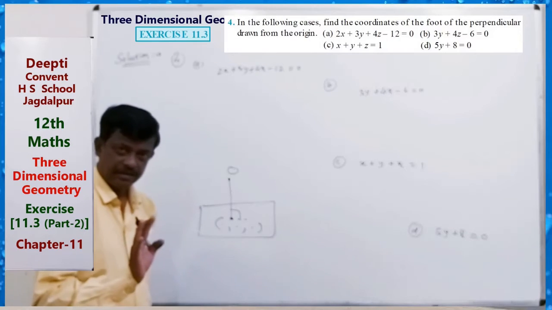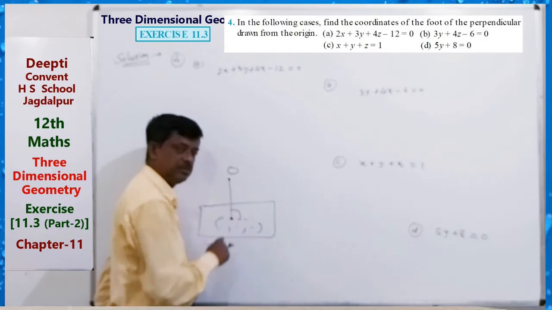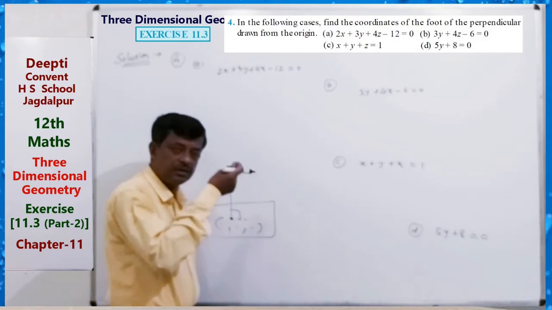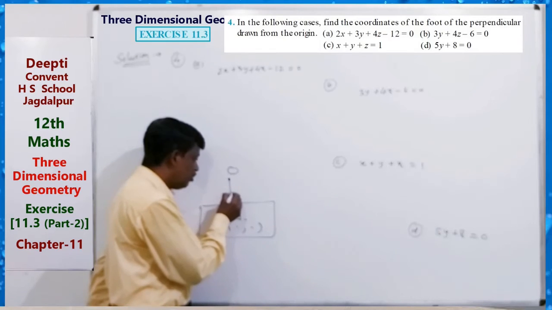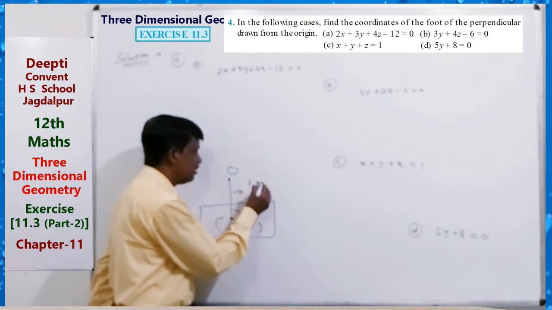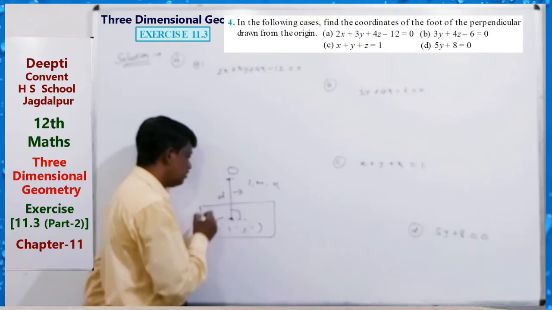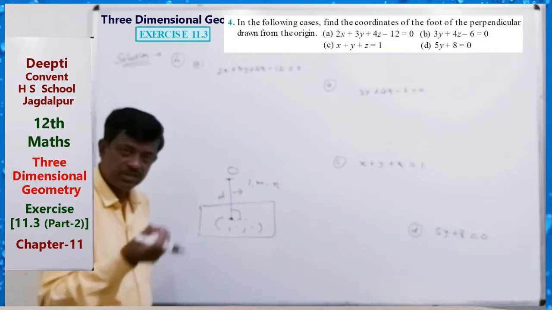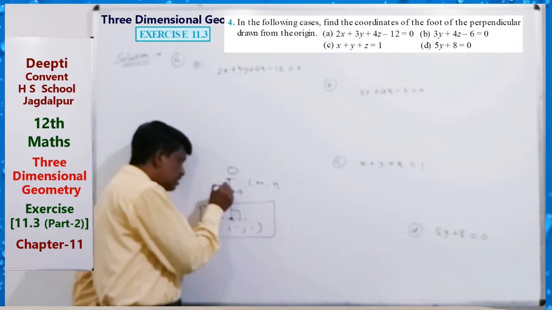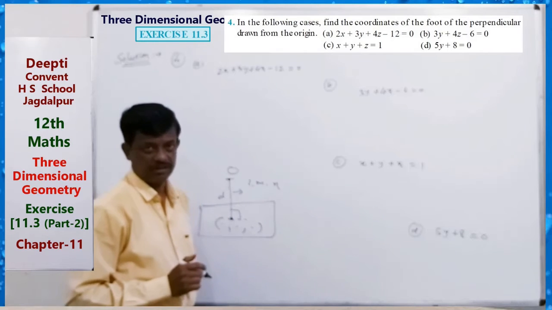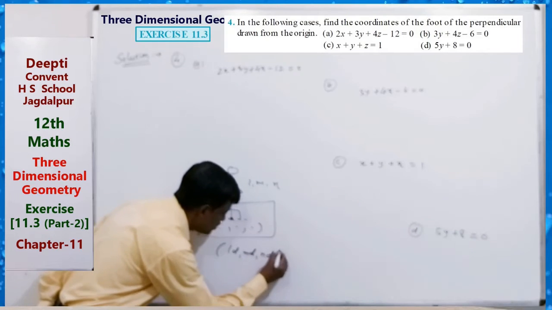Here we know the plane has a normal, and this perpendicular is along the direction of the normal. Suppose the perpendicular distance from the origin is D and its direction cosines are L, M, N, then this point is given by LD, MD, ND. This is our formula.